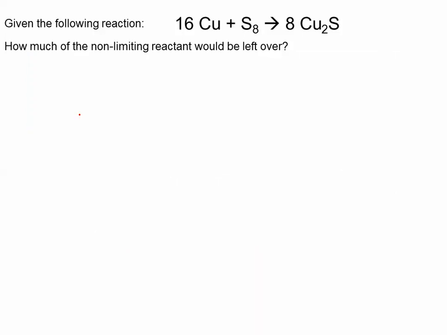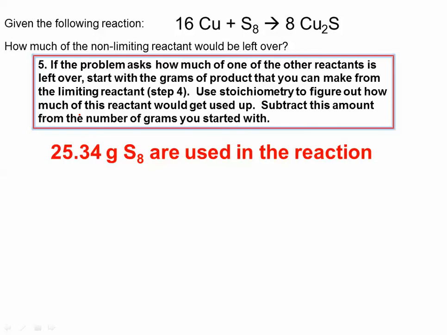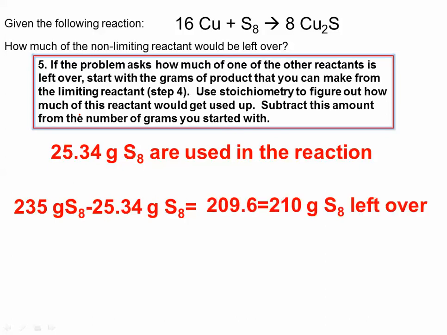We started with 235 grams of sulfur. We need 25.34 for the reaction, so you subtract those two, and we have basically 210 grams of sulfur left over. So follow the steps. If you can do a gram to gram problem and you follow these steps, you will be able to do limiting reactant problems.